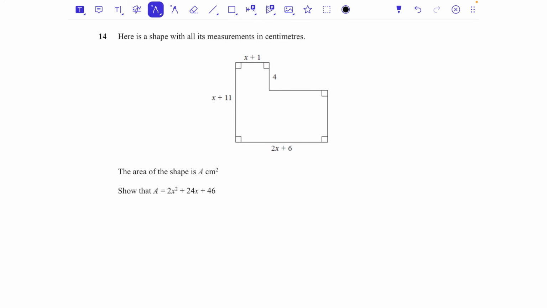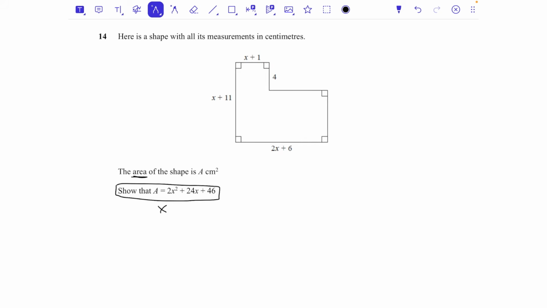Question number 14. Here is a shape with all its measurements in centimetres. The area of the shape is A. Show that A is 2x squared, add 24x, add 46. And it feels like this comes a little bit from nowhere, but actually we are going to do the area. We're going to ignore this entirely, and we're going to try and come up with that on our own.